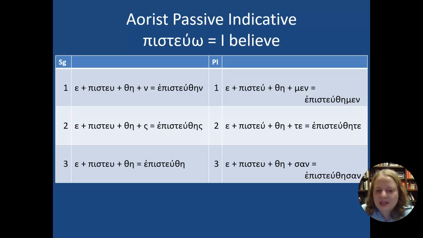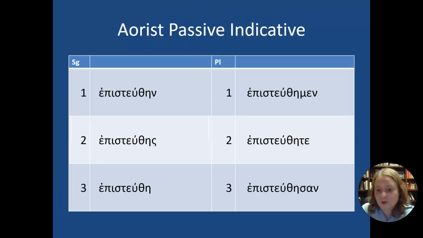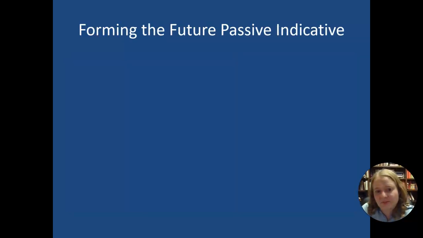Epistuthane, epistuthes, epistuthane, epistuthamen, epistuthete, epistutheson. And now you want to say something like was. I was believed, you were believed, he, she, it was believed, we were believed, y'all were believed, they were believed. So epistuthane, epistuthes, epistuthe, epistuthamen, epistuthete, epistutheson.